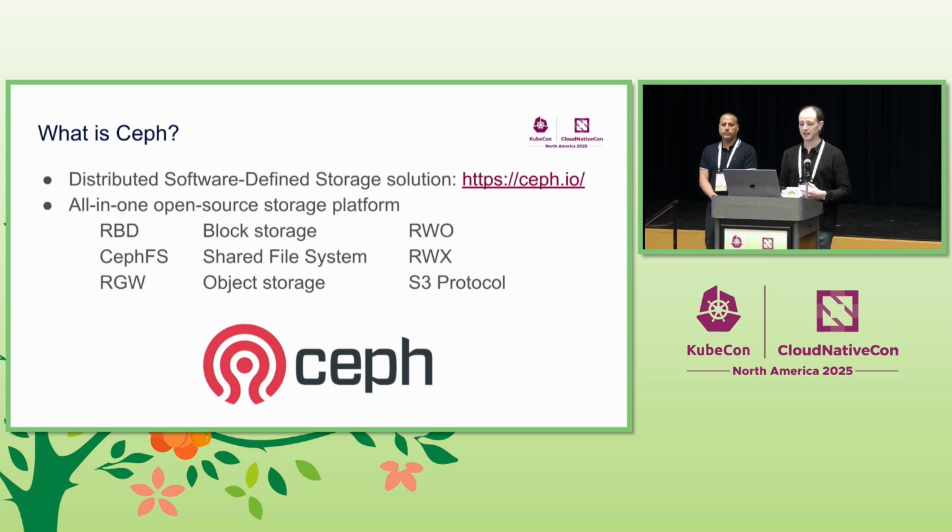Ceph is a fairly old storage solution. If you want to know more about Ceph itself, you can go to ceph.io. Ceph is really important for Rook because it provides us with the three main types and protocols of storage. We have block storage, if you want RWO. We also have a shared file system if you need multiple pods to share the same file storage. And we have S3 protocol object storage as well.